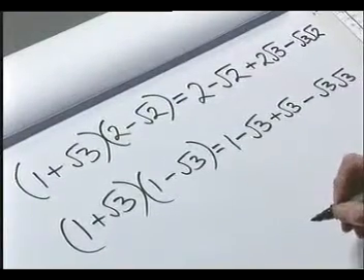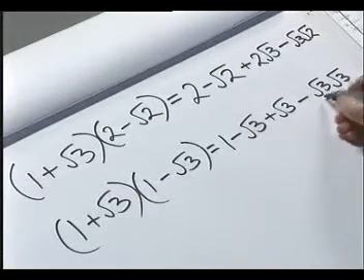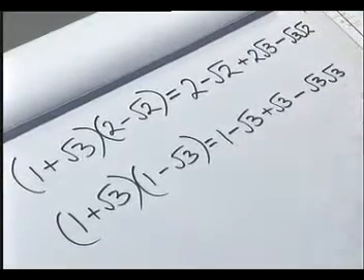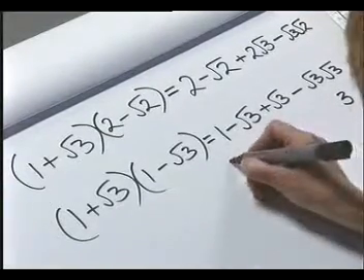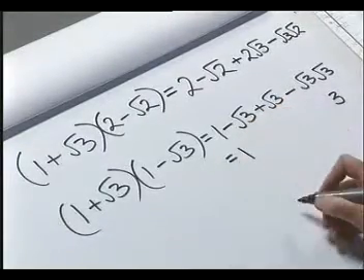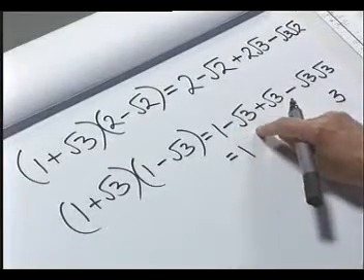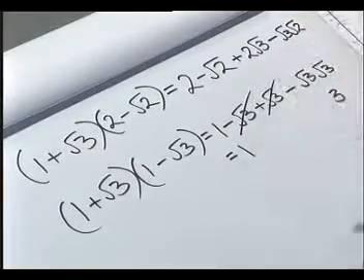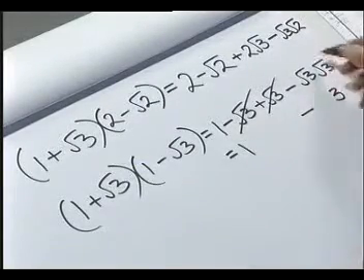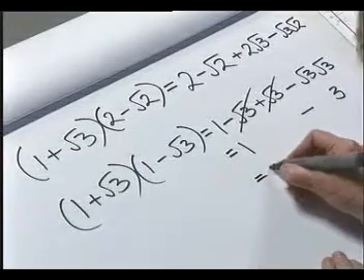Now remember that little fact that we did previously. This is root 3 squared. And what's root 3 squared? It's just 3. So we can look at our expression and we can see that that is 1. And lo and behold, look what happens here in the middle. Subtract root 3, add root 3, they cancel. And so we're left with 1 minus this, which is 3. 1 minus 3 is negative 2.